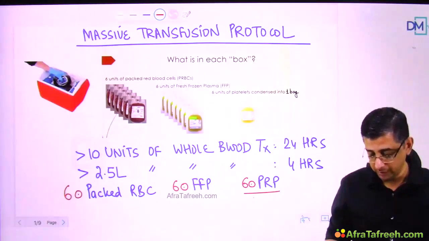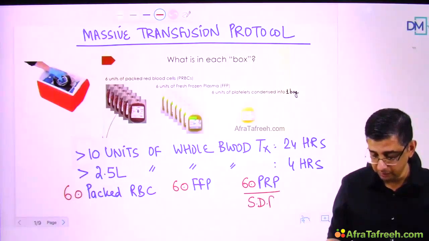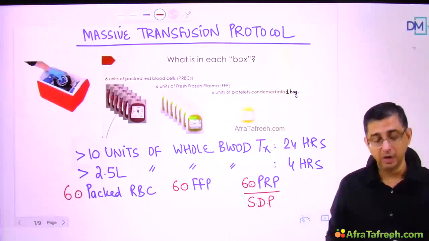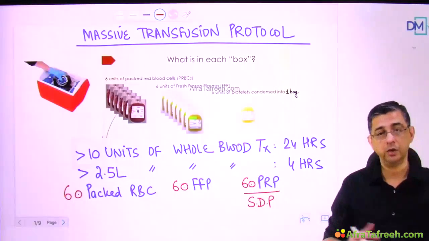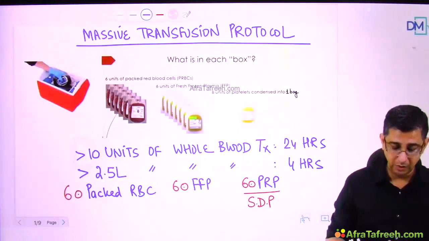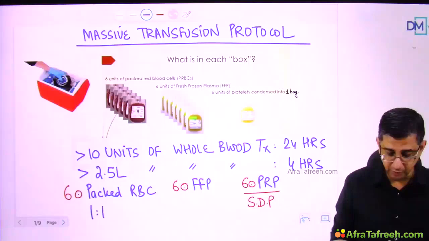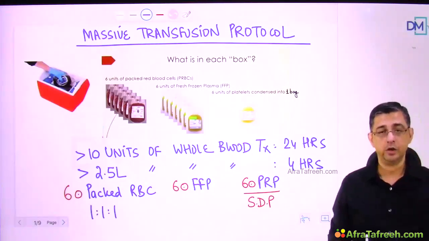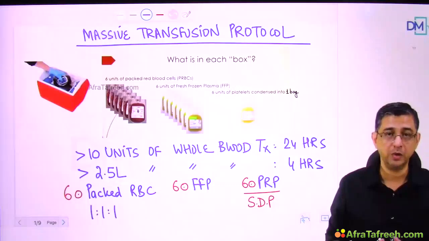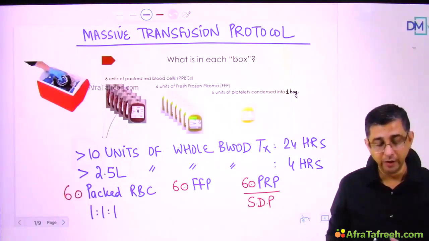Most of the time, we might have availability of SDP, which is prepared via apheresis, that is a single donor platelet. The efficacy of an SDP will be equivalent to 6 units or 6 bags of platelet-rich plasma. They've also asked in the exam the ratio at which these products should be administered. The ratio would be 1:1:1, and the first thing to be administered is packed RBCs to treat the acidosis component in the patient.